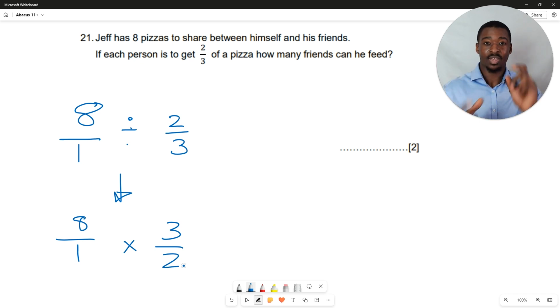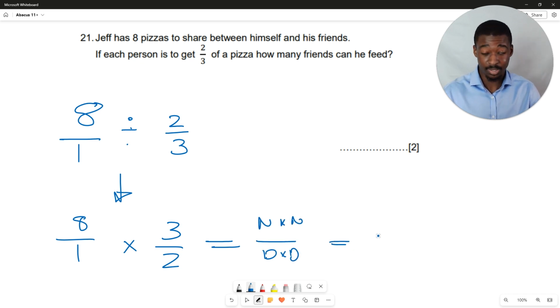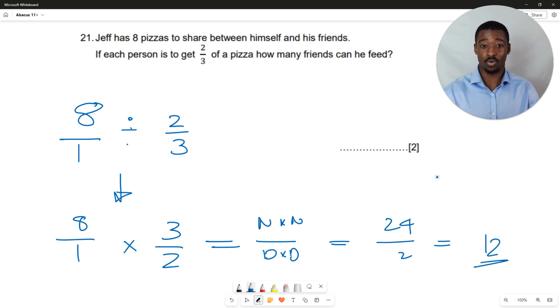So now we have 8/1 times 3/2. We flip the numerator and denominator. And this leaves us with numerator times numerator over denominator times denominator. So 8 times 3, 24. 1 times 2, 2. 24/2, 12. He can feed 12 of his friends. That's how we work this out.